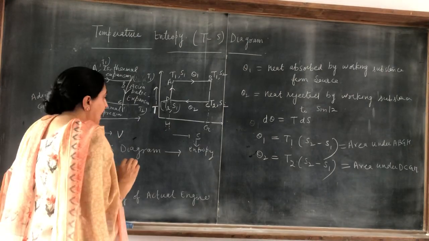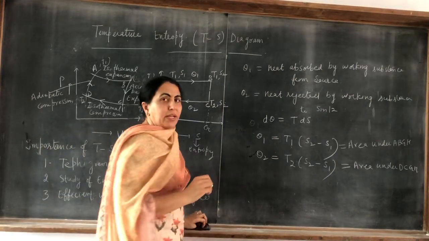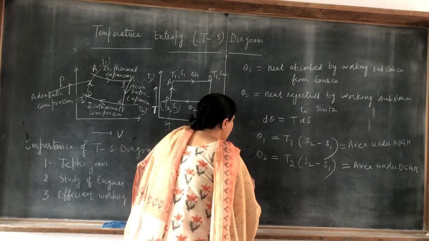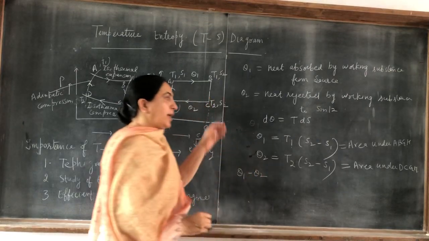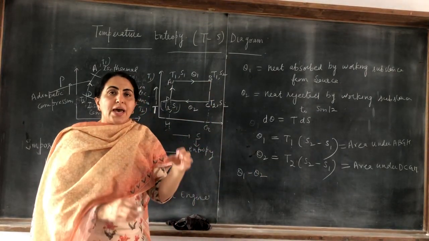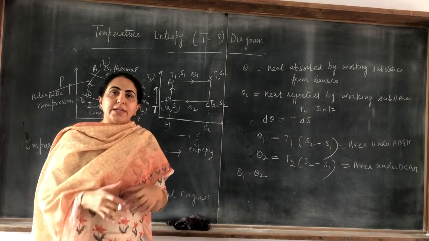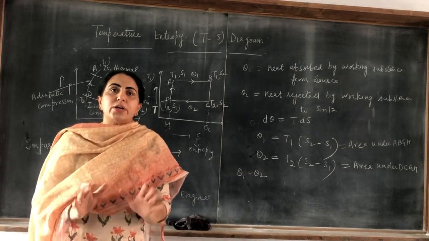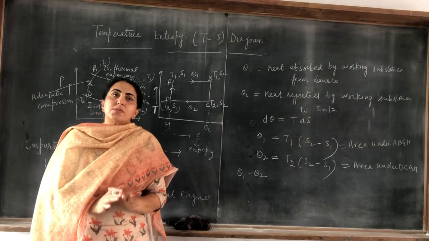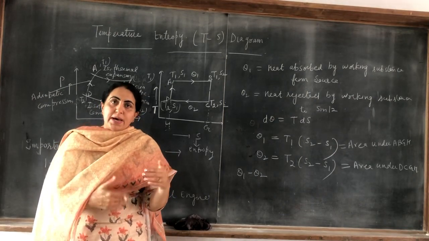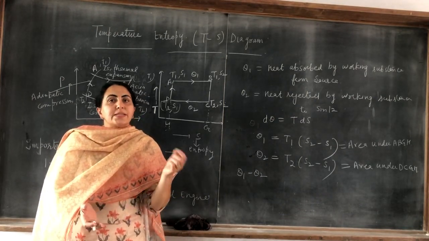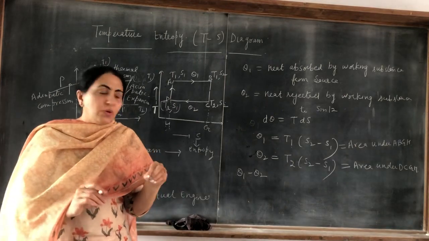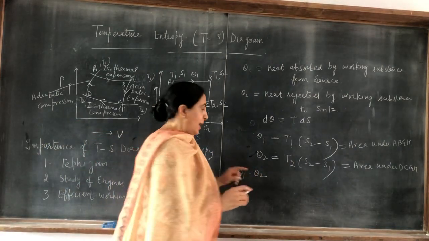And Q2, similarly Q1 minus Q2, because we know that the heat is taken from the source and after doing some work, the remaining heat is rejected to the sink, and so the work done by the working substance is equal to Q1 minus Q2. So Q1 minus Q2, that is W.